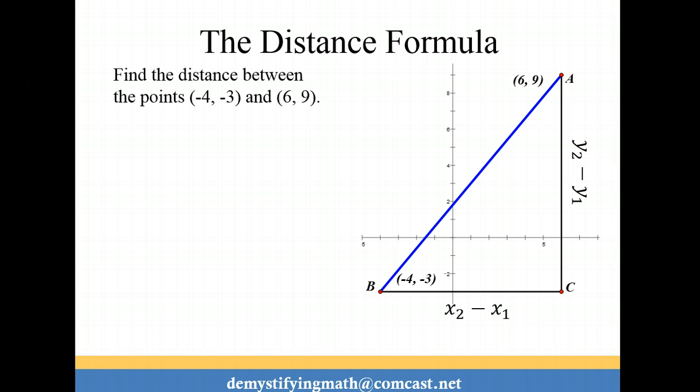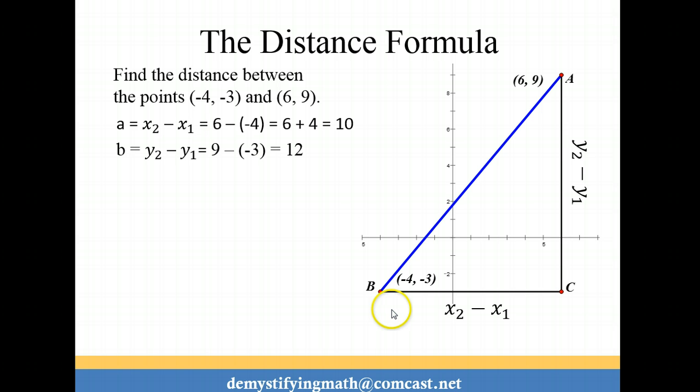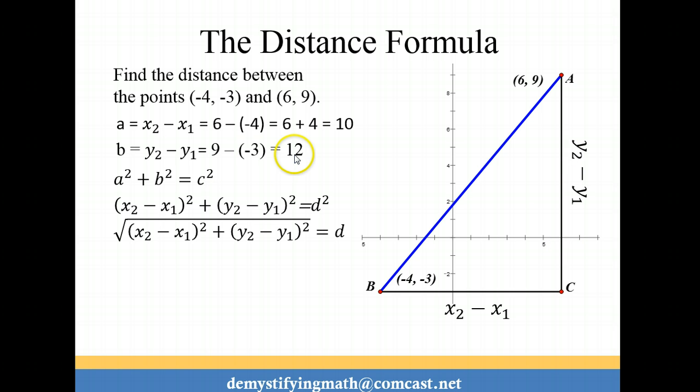Okay, here's our second example on distance formula. So we have these two ordered pairs, -4, -3, and 6, 9, and we want to find the distance in between the points. So we're looking at the difference between our x values as being this horizontal length here of the right triangle. And if we subtract 6 minus -4, we get 10. And for our difference between our y values, that's this length here, we're going to do 9 minus -3, which gives us 12.